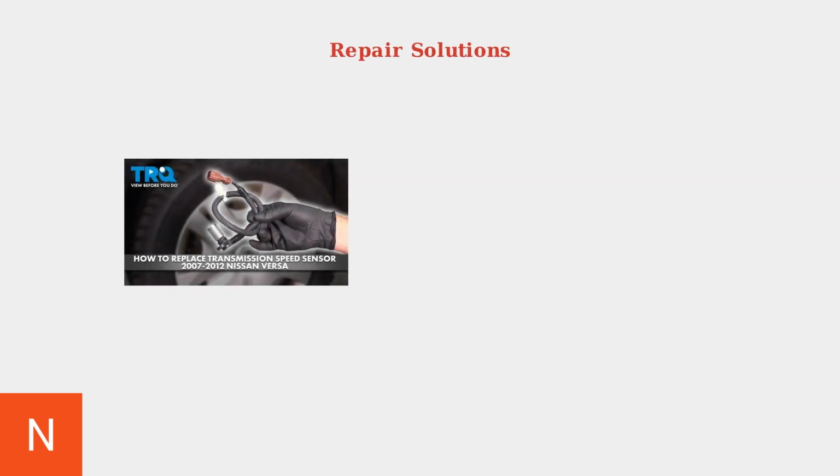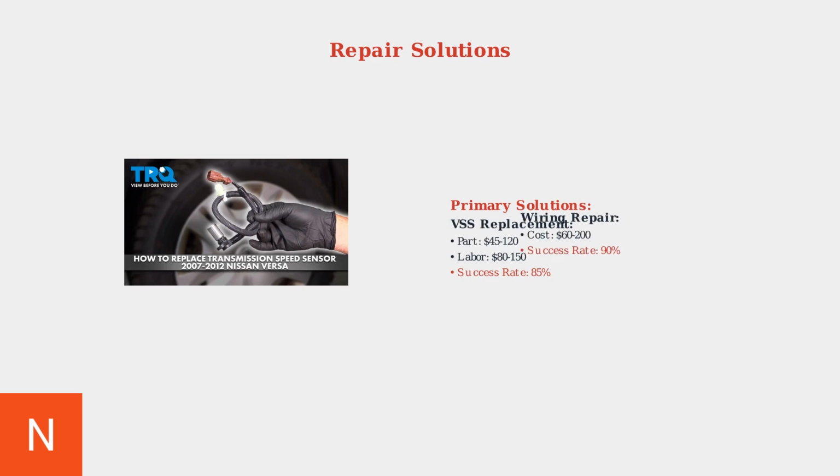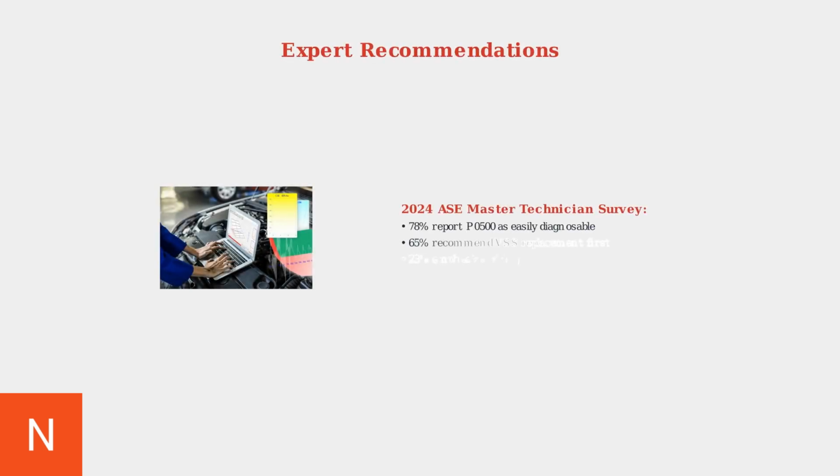during vehicle operation. The most common repair solution is vehicle speed sensor replacement, with a cost of $45 to $120 for the part, plus $80 to $150 for labor, achieving an 85% success rate. In 10 to 15% of cases, ECM reprogramming or replacement may be necessary.